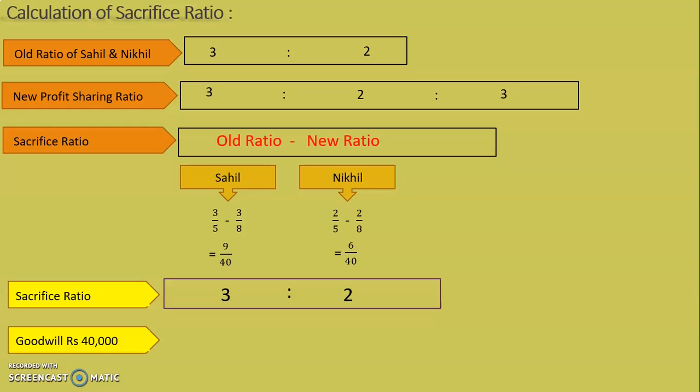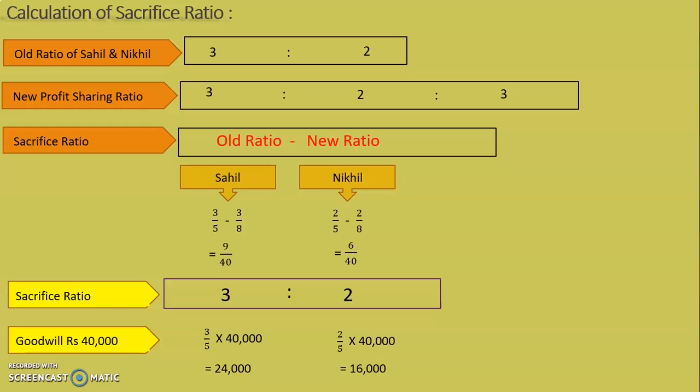The new partner is bringing rupees 40,000 as his share of goodwill. Now we divide this 40,000 among Sahil and Nikhil in the sacrifice ratio. So for Sahil, 3/5 into 40,000 is equal to 24,000 and 2/5 into 40,000 is 16,000.